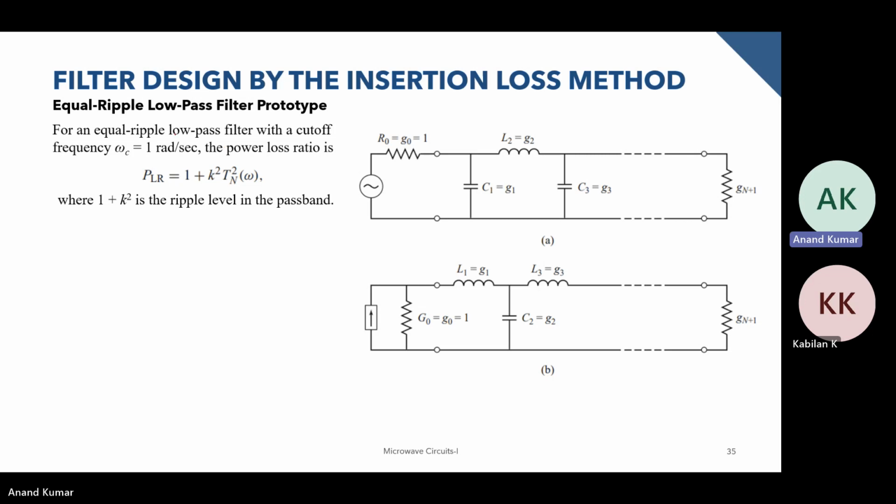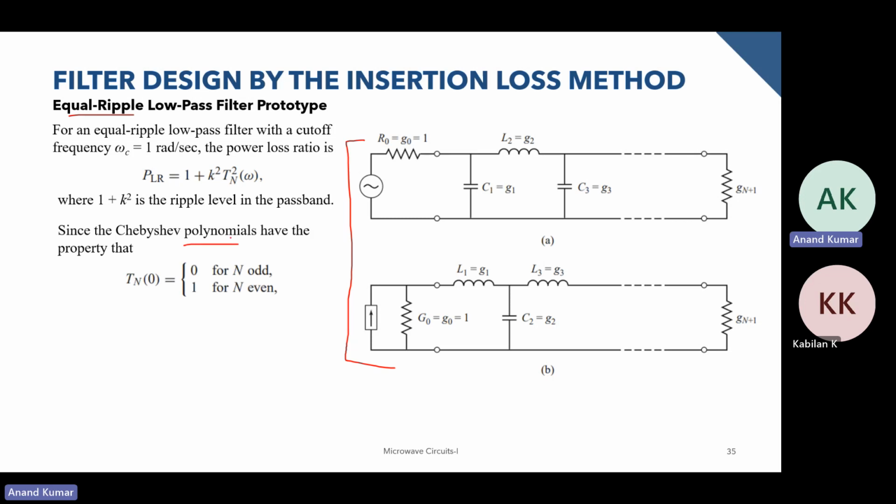Now looking at the equiripple low pass filter prototype. Again, we have the same circuits over here, and for this equiripple design we will use the Chebyshev polynomials. This expression we saw in the previous discussion. The power loss ratio is given by this expression, where we have this Tn function over here.